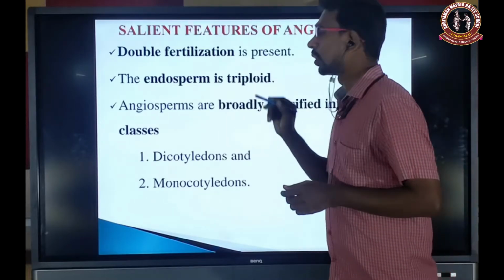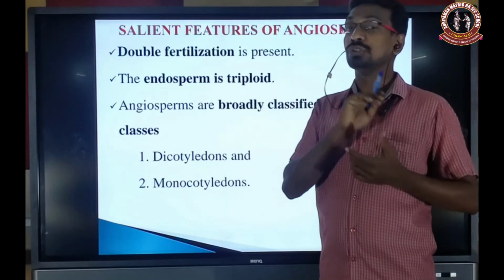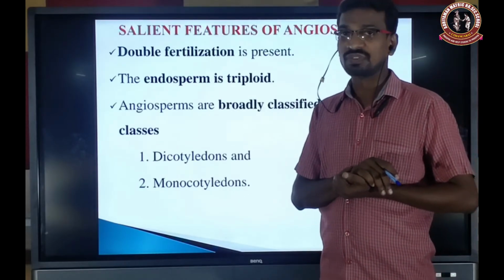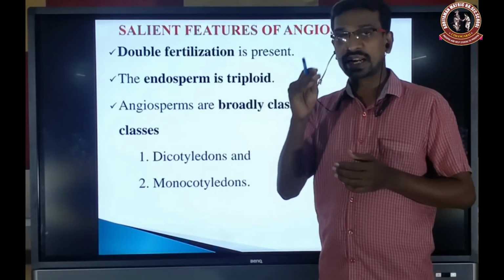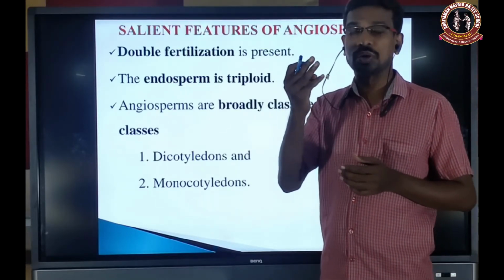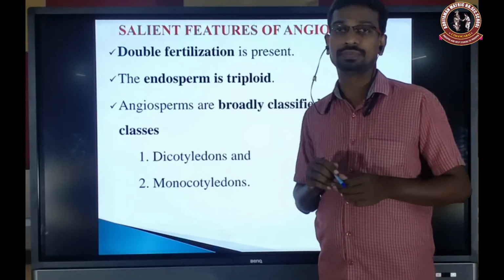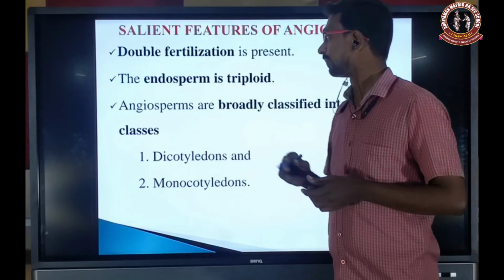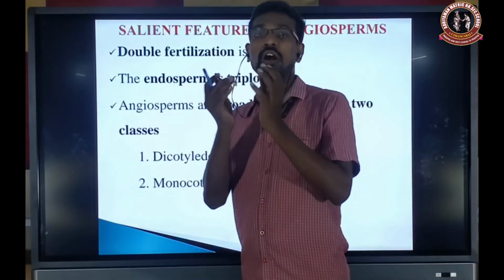Here, three nuclei are fused, so the double fertilization also involves triple fusion. The second fertilization is also known as triple fusion. Three nuclei, the second male nucleus and two polar nuclei, will be fused. The three nuclei are triploid, 3N, so the endosperm is triploid. What is the endosperm? It's a nutritive tissue for the developing embryo.